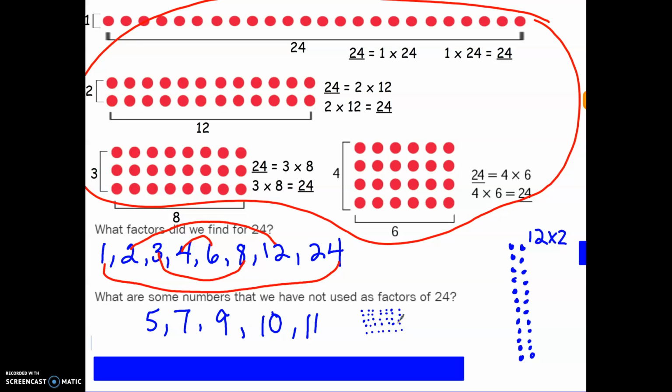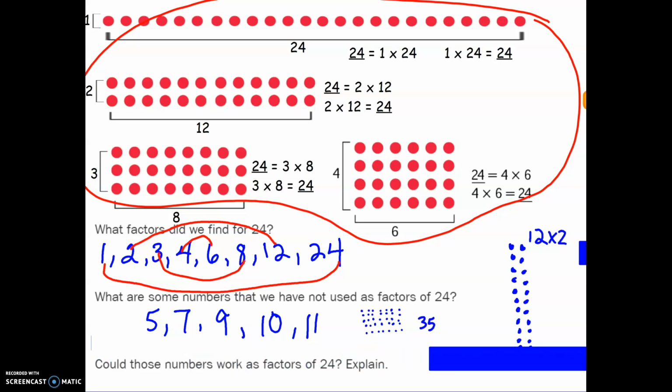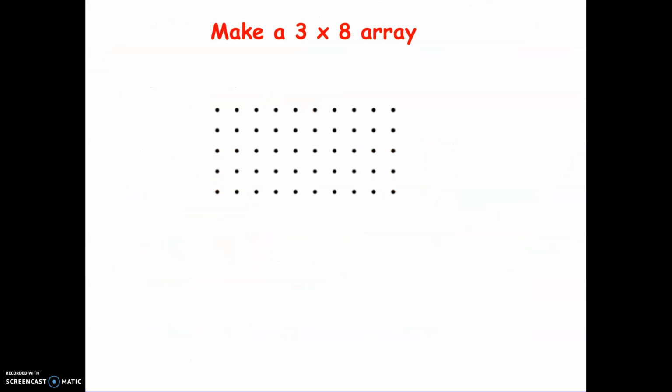Well, when I would go to add those up, you know what? I don't get 24. I get 35. So that just shows me that not all numbers go into 24. So could all numbers work as factors of 24? No, because some of them don't equal 24 when I multiply them.